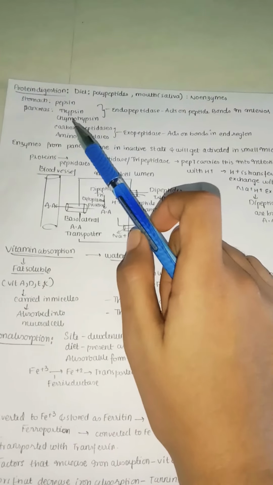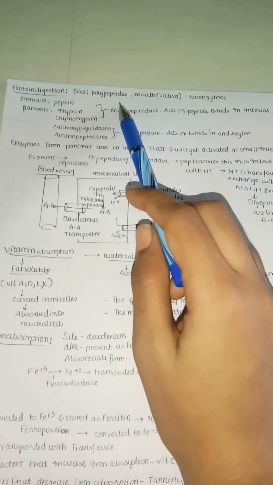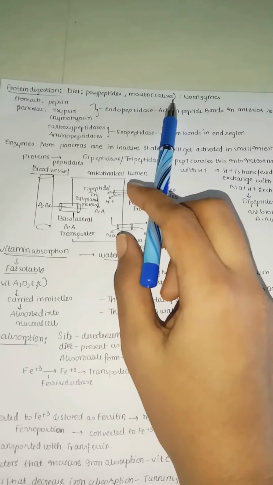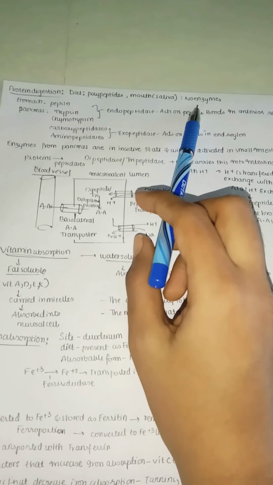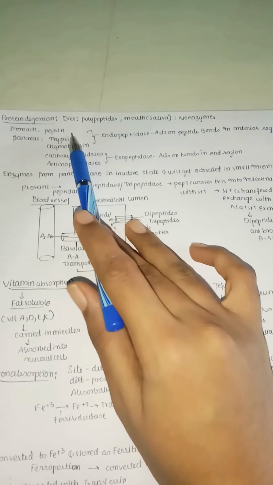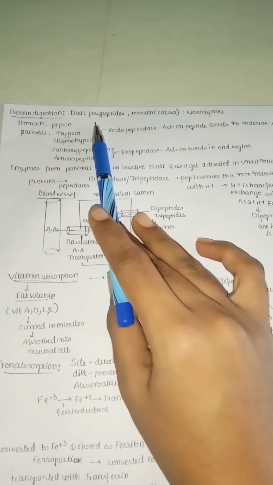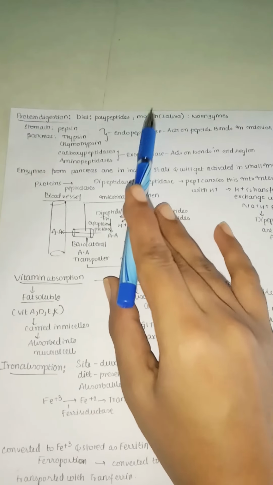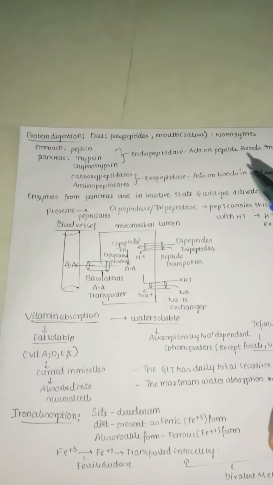Next we will move on to protein digestion and absorption. Protein in the diet is mainly present in the form of polypeptides, and in the saliva, remember, there are no enzymes for protein digestion, whereas in the stomach we have pepsin, and in the pancreas, of course, you can see in any kind of digestion our pancreas plays a major role in digesting most of them.